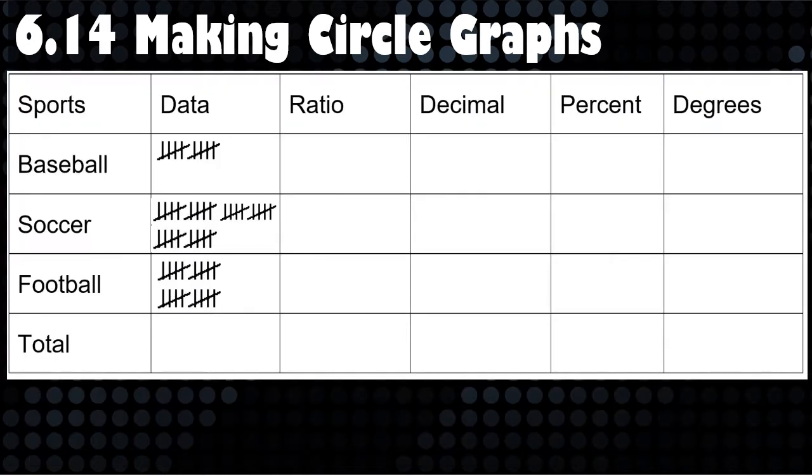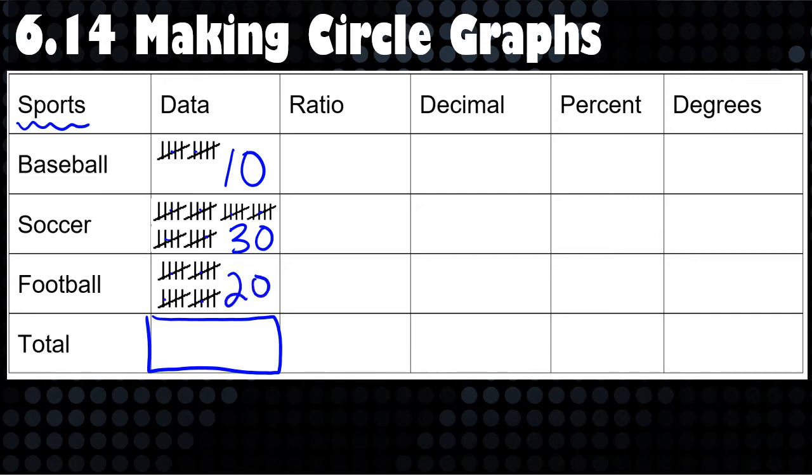So here, let's go ahead and take a look at some data. This person figured out favorite sports of different people, and we've got to figure out the total number of people that were surveyed. So let's go ahead and count up our tally marks. For baseball, there were 5, 10 people that chose baseball. Soccer, there were 5, 10, 15, 20, 25, 30. So all I'm doing is counting the tally marks. So I can see that there are 30 people that chose soccer. And then football is 5, 10, 15, 20 people chose football. And so what I'm going to do is add up those three totals. And when you add them up, it gives you 60 total people that were surveyed.